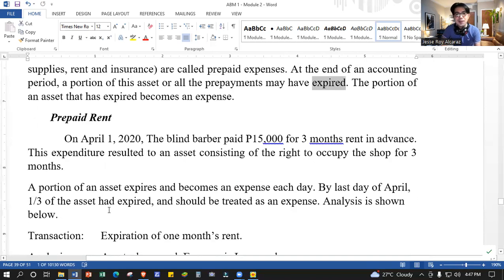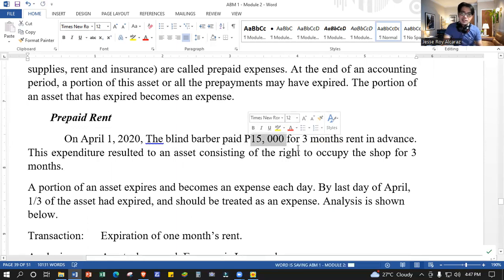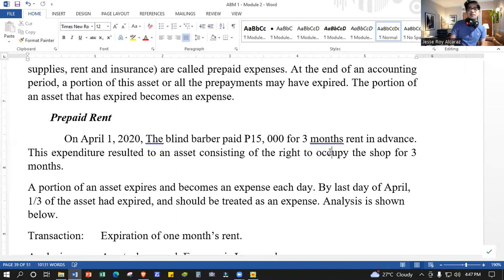So for example, prepaid rent. So the blind barber shop paid 15,000 pesos in advance for a 3 months rent. Okay? So nagbayad siya 15,000 pesos, that's a payment for 3 months rent in advance. So on April 1, take note, nagbayad na, pero wala pa nato gigamit ang renta. So question, do we record an expense? The answer is no. Bakit? Kasi nga, advance payment pa yon.